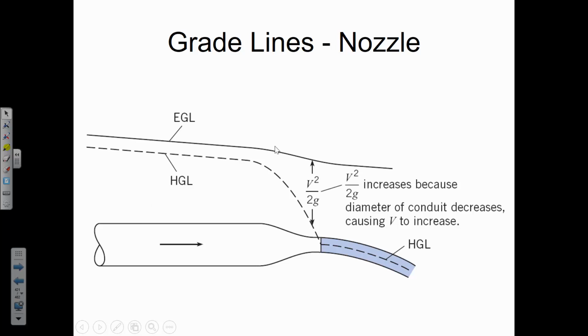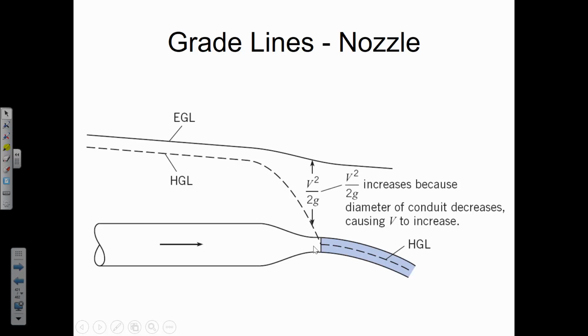Okay. A nozzle. Think about what a nozzle does. We have a large diameter pipe decreasing down to a smaller diameter, and what comes out of that is a jet of water with a higher velocity than it had prior to the contraction. And so here we have low velocity increasing to high velocity. And so the distance between the HGL and the EGL is getting bigger as the velocity head increases. So that's why there's a divergence between the two.